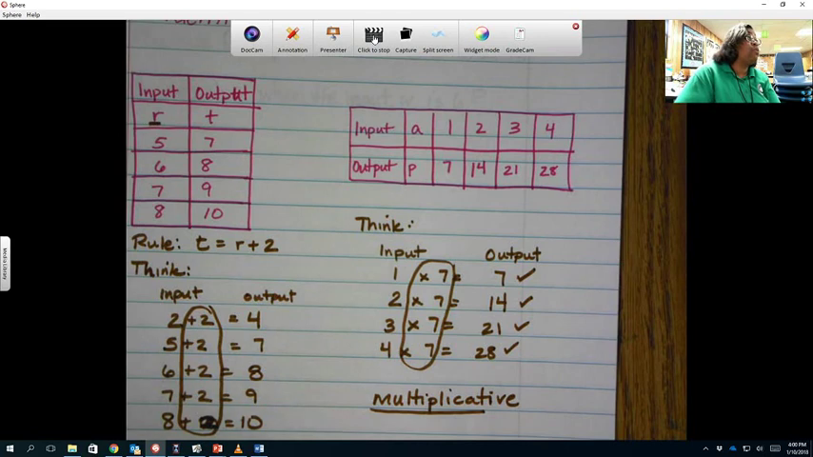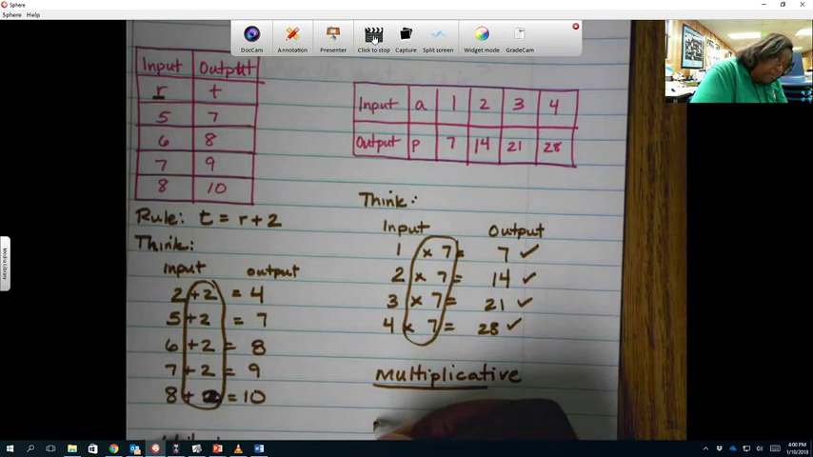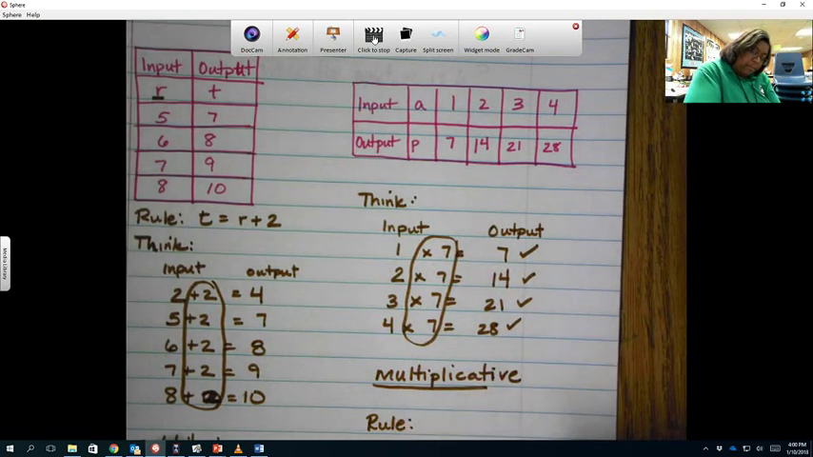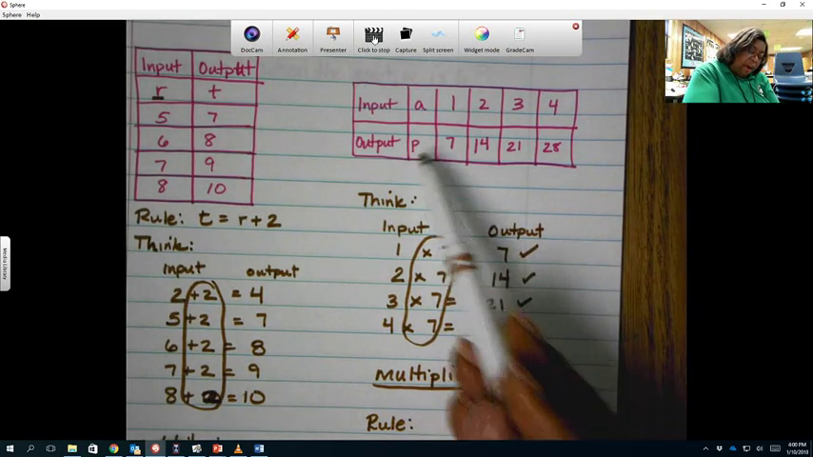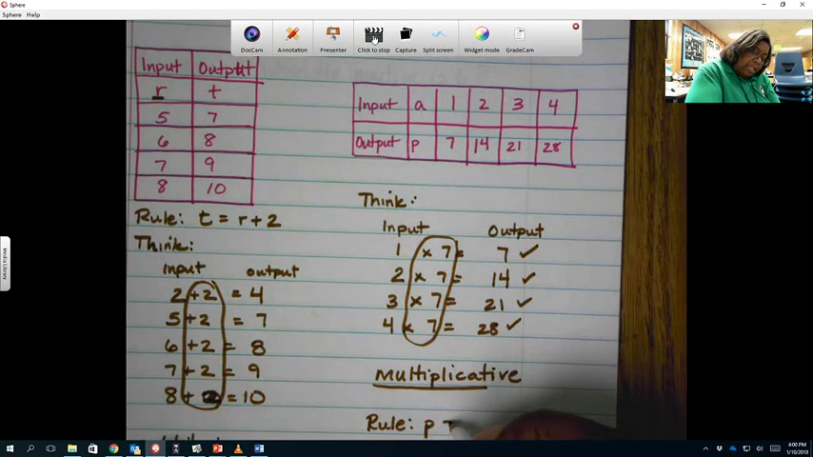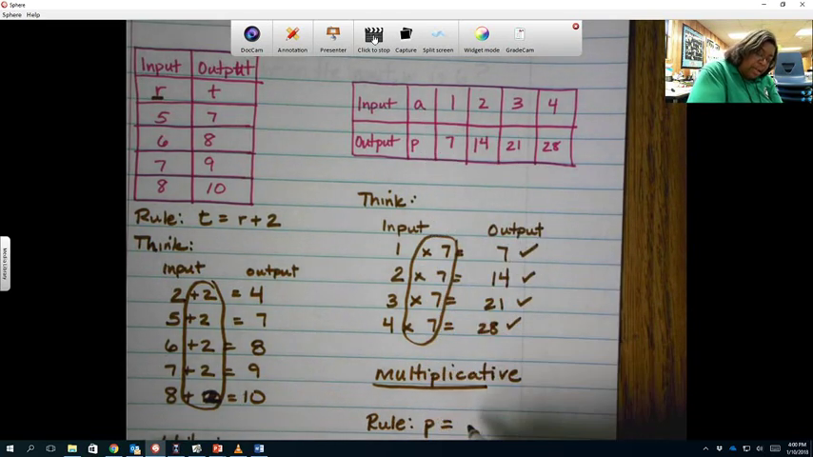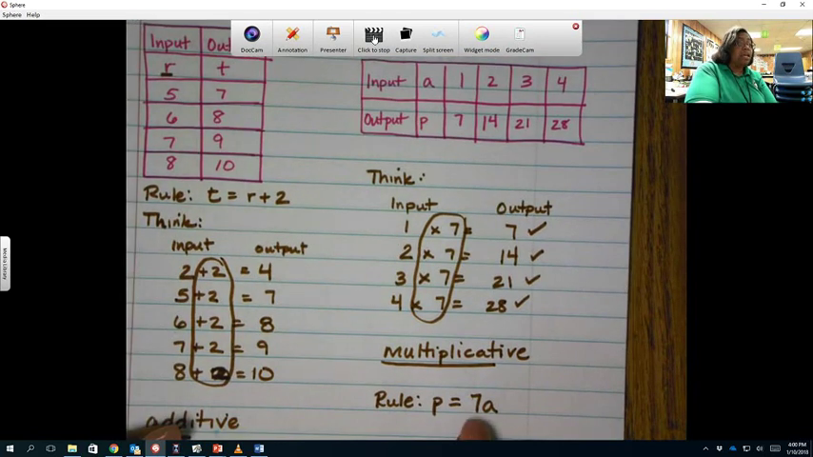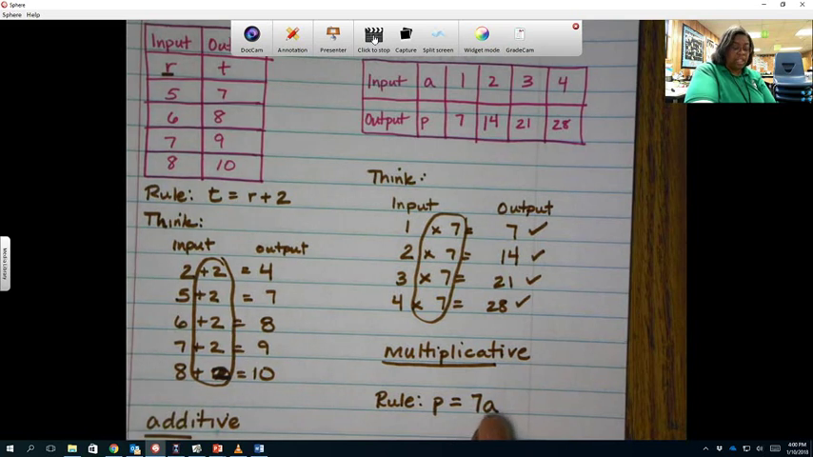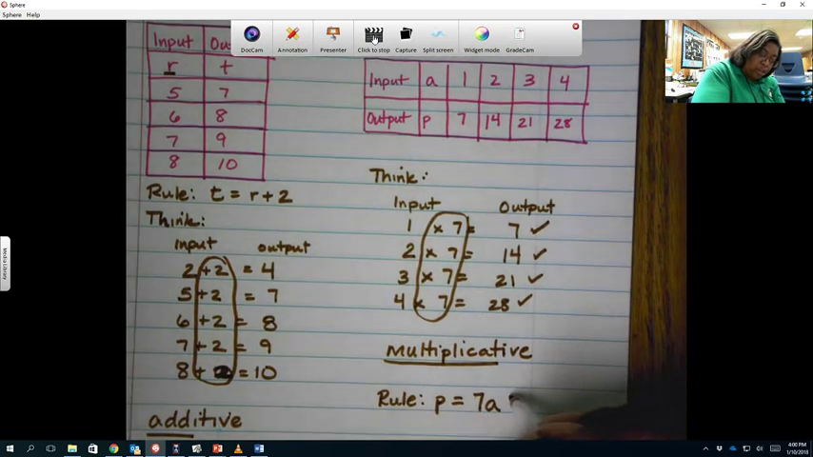So now let's write the rule for this pattern. In order for me to find the output P, I have to take the input A and multiply times 7. One way we can write that is putting the number next to the letter, which should make us think 7 times A.